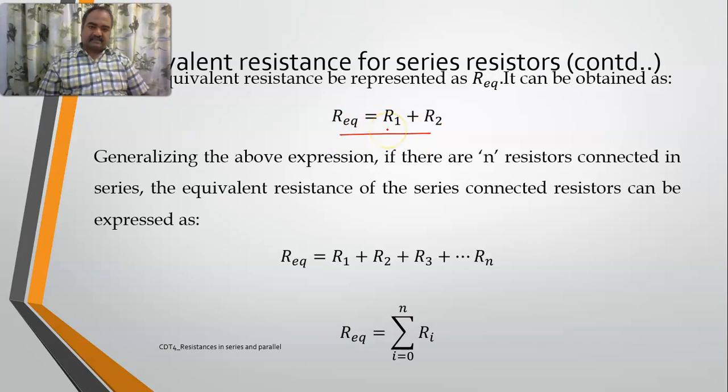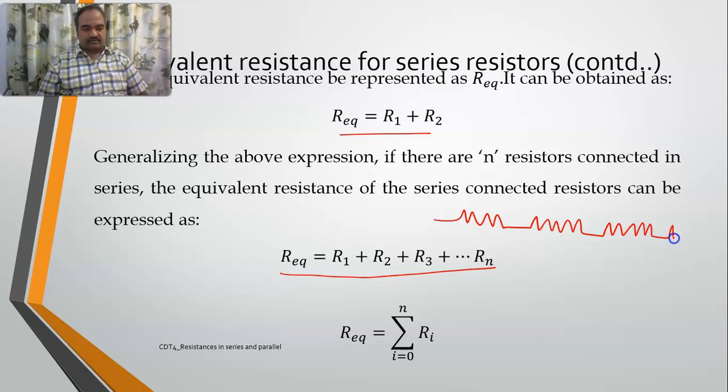So if I generalize this expression, if there are n resistors which carry the same current, then they are considered to be in series, and their equivalent resistance is R equivalent is equal to R1 plus R2 plus R3 up to Rn. Same current is flowing through them. So this is the generalized expression.